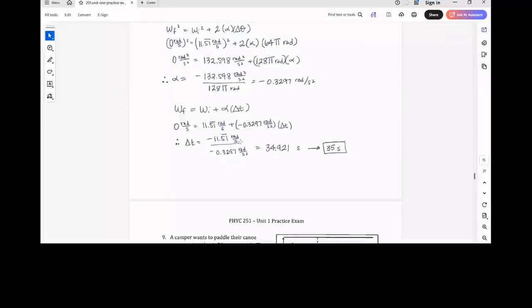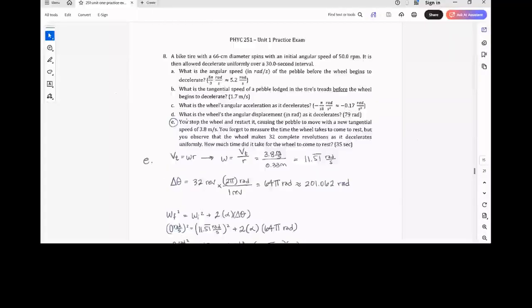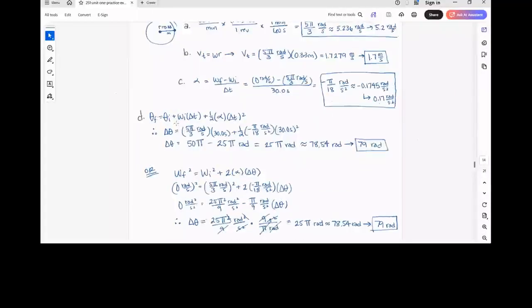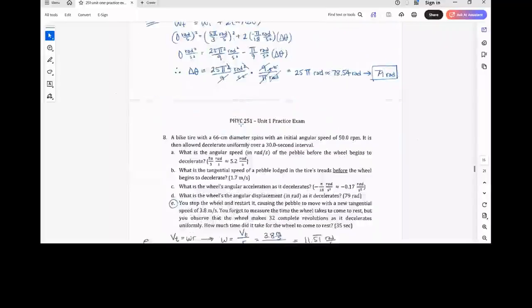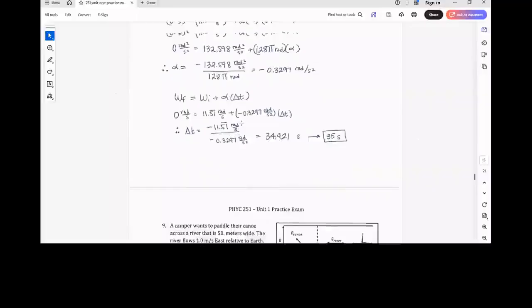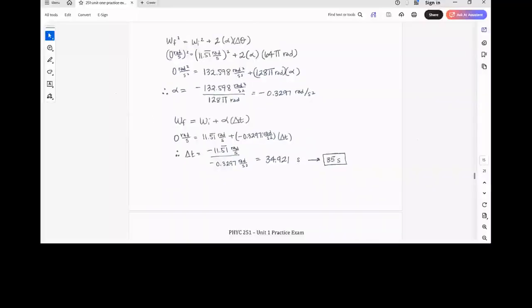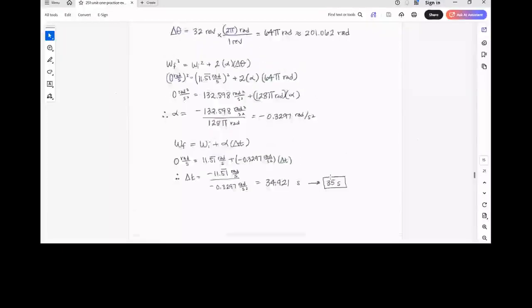And technically, you could have used the first one, so the one that we also used in step D of the previous problem. And we could solve that for delta t, but that's not our best idea because that would require using the quadratic formula. Instead, we can just go straight to the simpler one. The final angular velocity is the initial angular velocity plus the angular acceleration times delta t. Solving that for delta t gives 34.921 seconds, so 35 seconds.